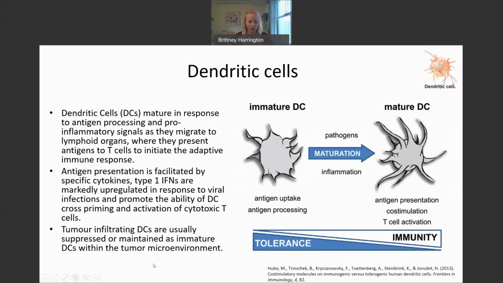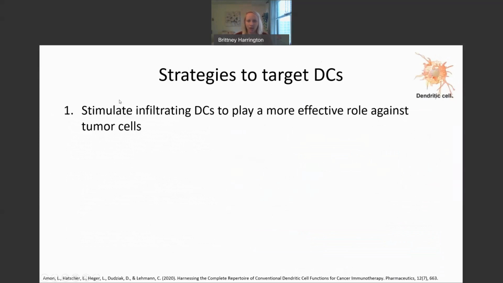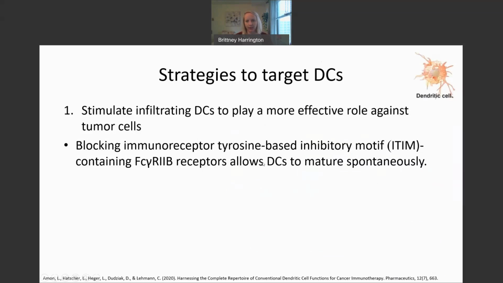So within the tumor microenvironment, dendritic cells are sometimes present, so they can migrate to the site. They're sampling, they're trying to uptake antigen, but they're suppressed by the tumor microenvironment, or they're just maintained as these immature DCs, so they don't migrate back out to present antigen to T cells. So in targeting dendritic cells, there are a couple of ways to be able to use dendritic cells to be anti-tumor. You can block these inhibitory motifs. Again, it's similar to the natural killer cells by blocking an inhibitory signal. The DCs can then be allowed to mature and present antigen.